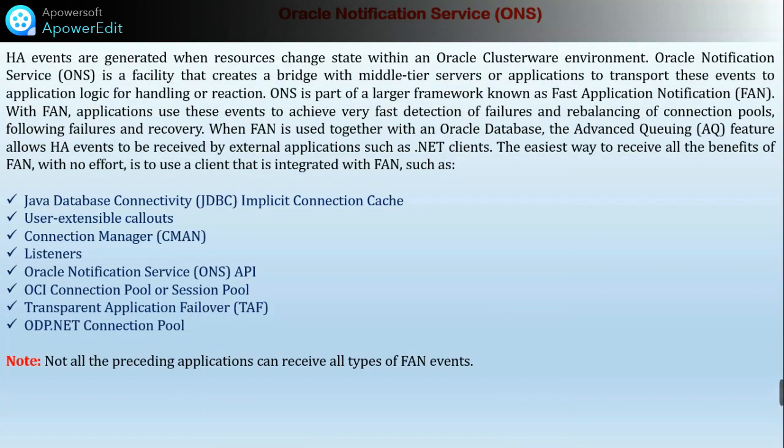Next, Oracle Notification Service, ONS. HA events are generated when resources change state within an Oracle cluster environment. Oracle Notification Service ONS is a facility to create a bridge with the middle tier servers or applications to transport these events to application logic for handling a reaction. It is part of a larger framework known as Fast Application Notification, FAN.